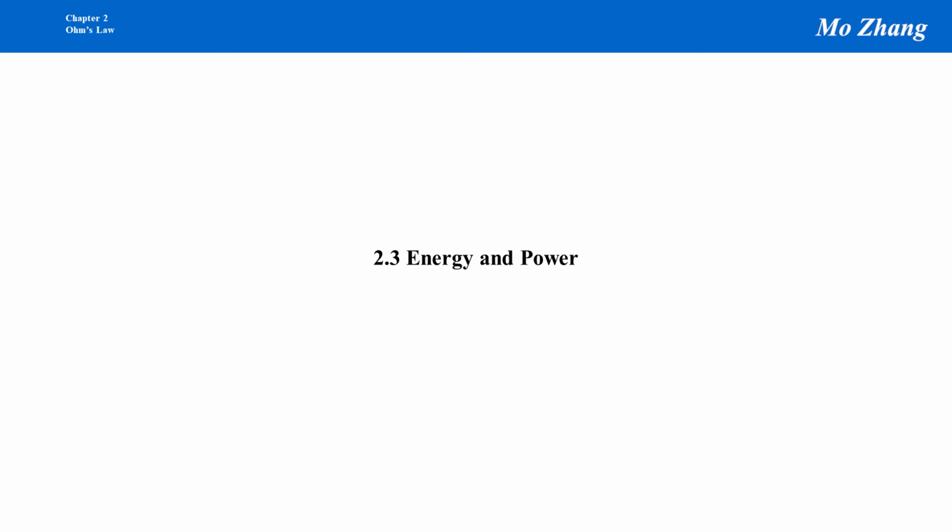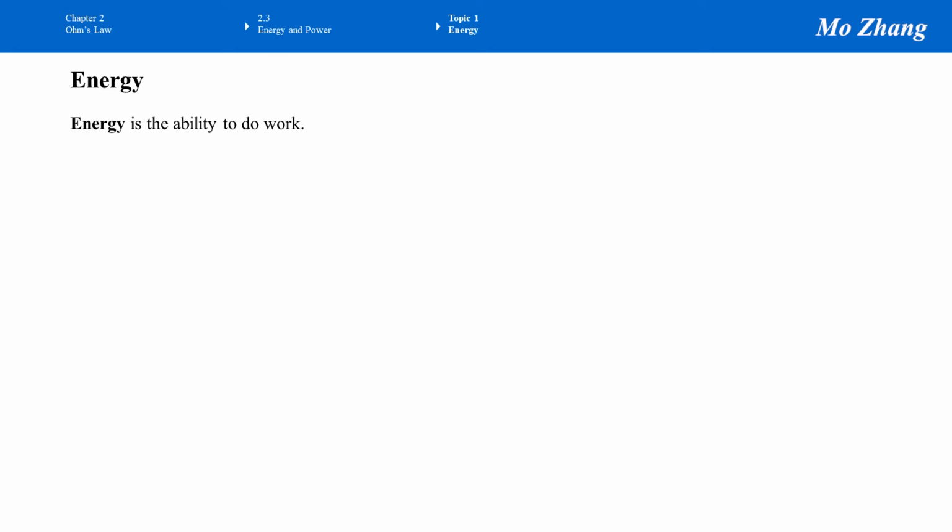Session 2.3 Electric Energy and Power. Energy is a very abstract concept. Energy is defined as the ability to do work. Electrical energy is energy derived as a result of movement of electrons.